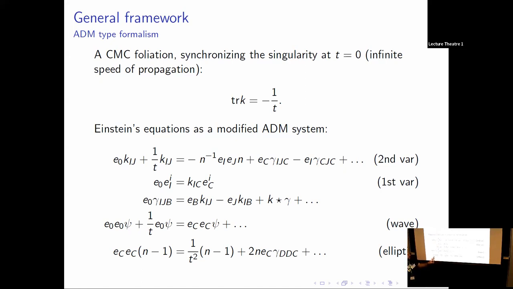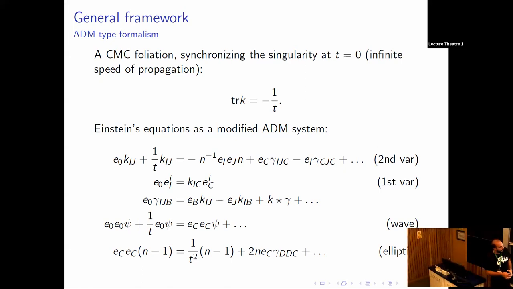So here I'm using Einstein summation for repeated indices. This looks kind of like a little Laplacian. And therefore, we have an infinite speed of propagation gauge, which could potentially, of course, this has to be proven, synchronize the singularity at t equals zero.